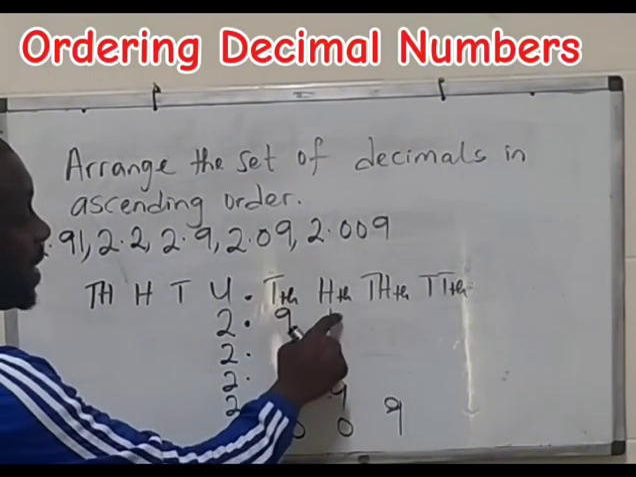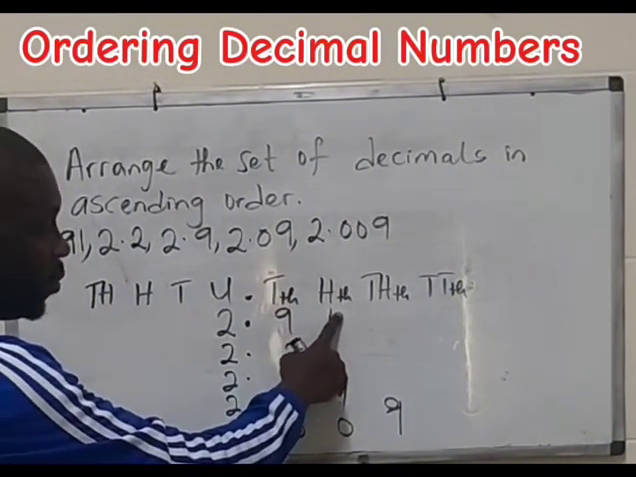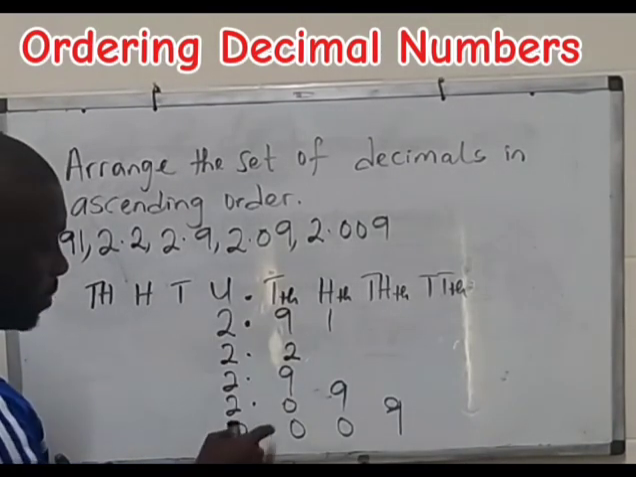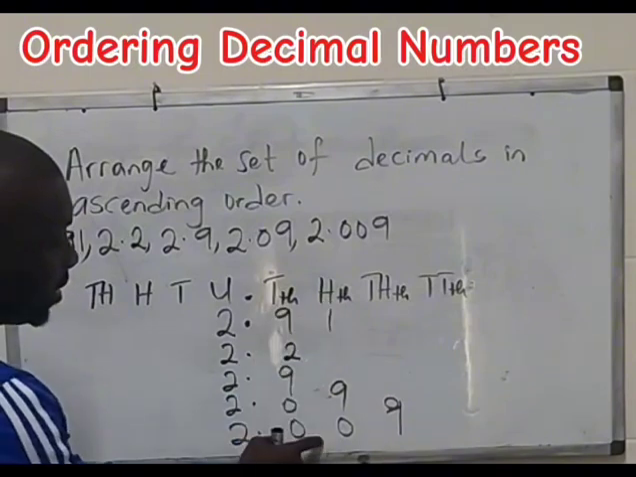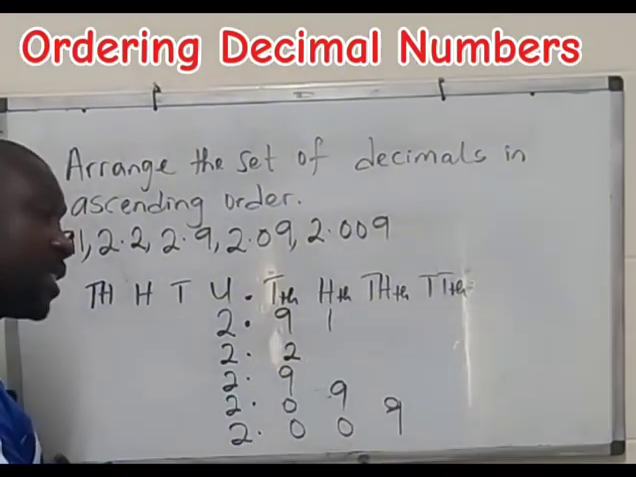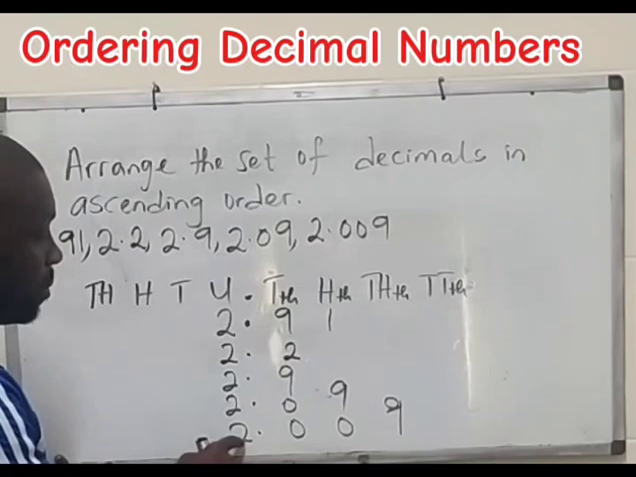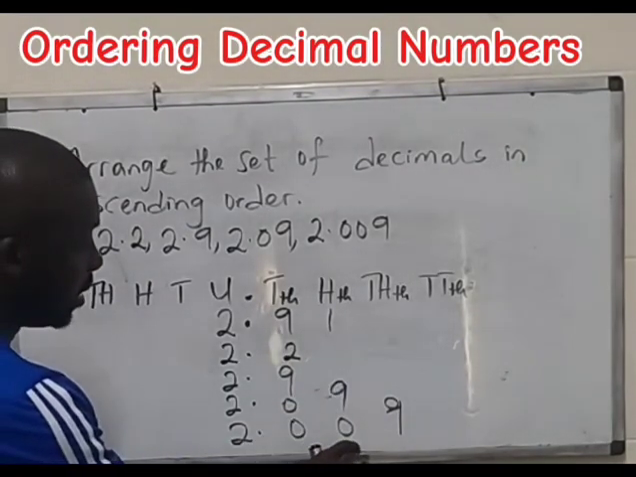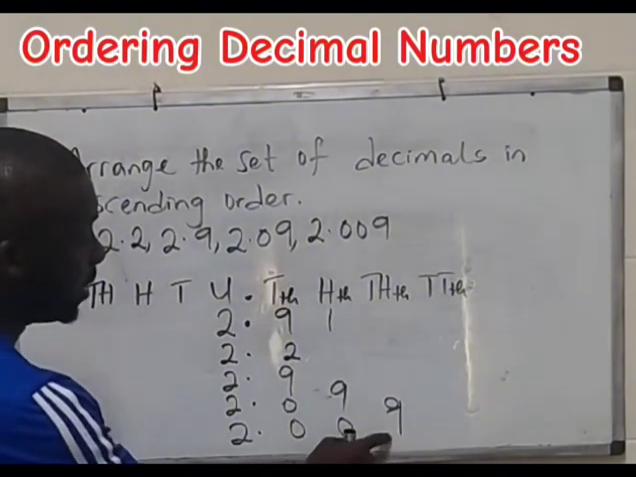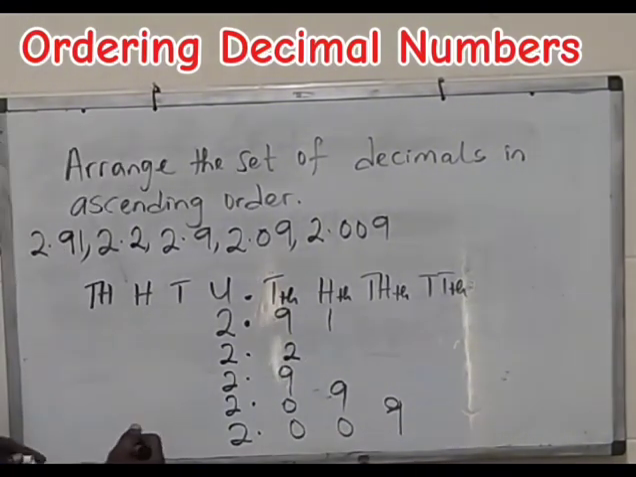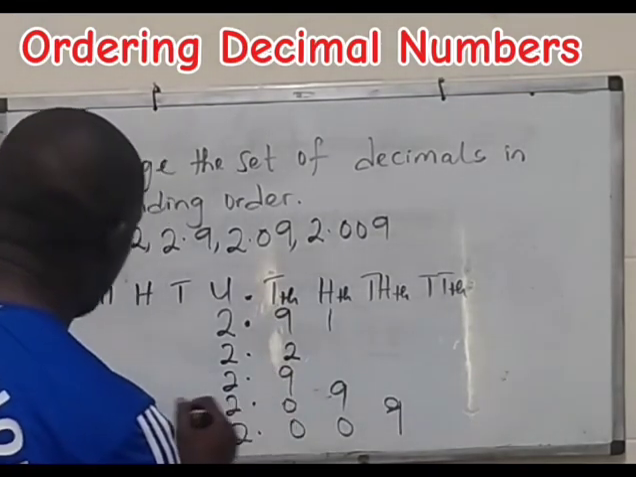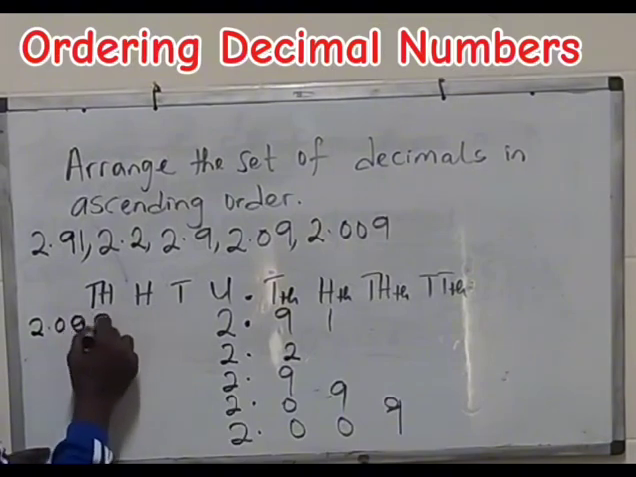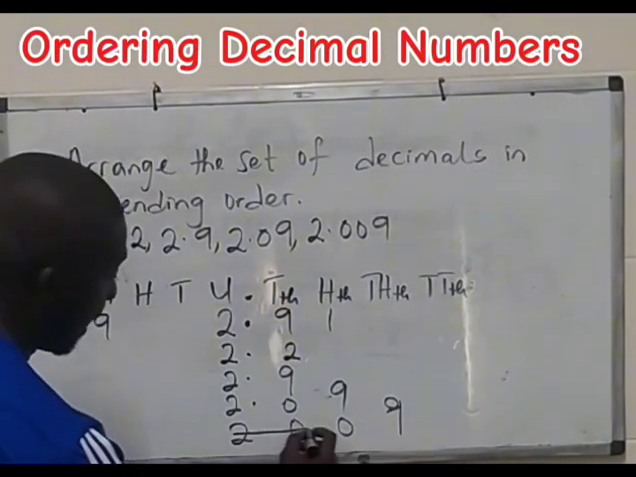Now let's go to the next higher value, which is the hundredths. Don't forget, we are considering just these two because the others are high. We are looking for the smaller digit from these two numbers. We have 9 and 0. 0 is smaller than 9. So this number, 2.009, is the smallest. We write 2.009 as the smallest number, so this one is out.